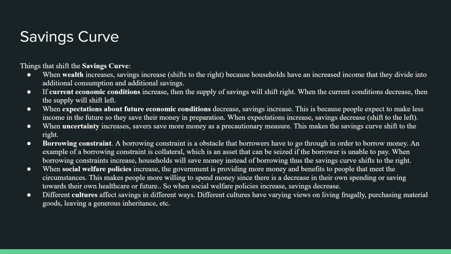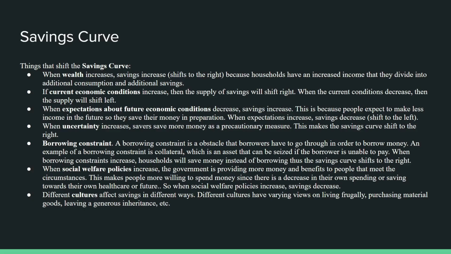When expectations about future economic conditions decrease, savings increase. This is because people expect to make less income in the future, so they save their money in preparation. When expectations increase, savings decrease, meaning that the line shifts to the left. When uncertainty increases, savers save more money as a precautionary measure. This makes the savings curve shift to the right.